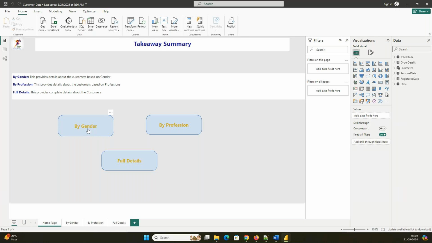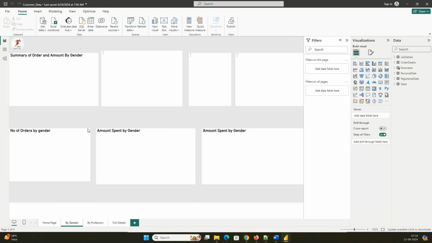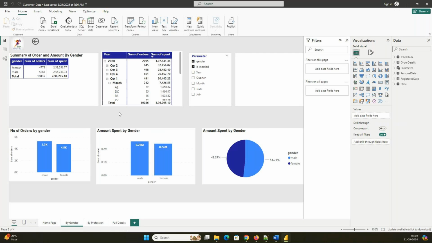So if I click by gender, this will show me here how many people are placing orders in male and female, are they married or not, how many orders they are placing, how much amount they are spending with us. All that detail is available to us. And there is something called numeric parameter and field parameter within Power BI, which will help us choose the data which we want to see.